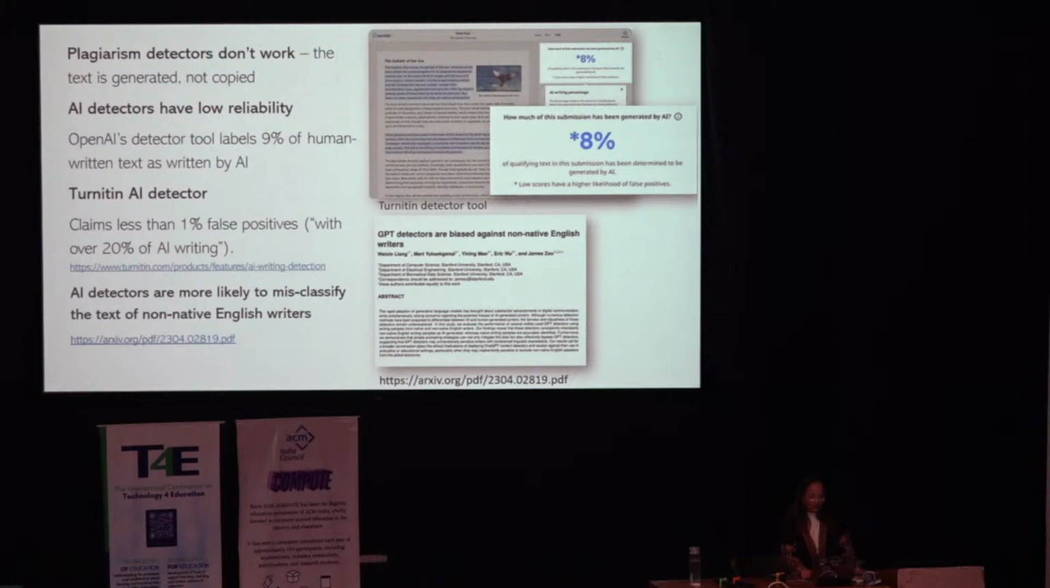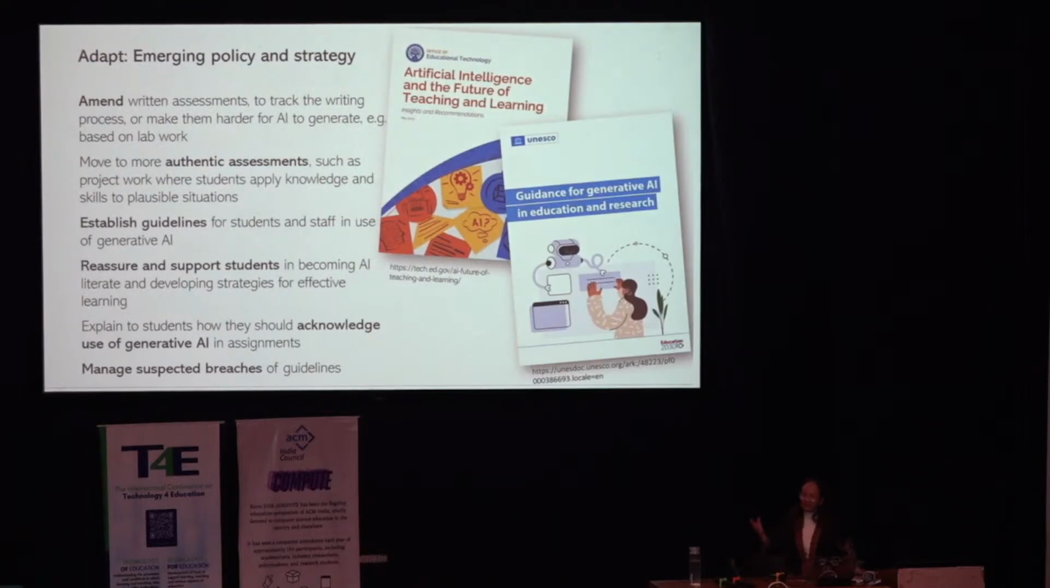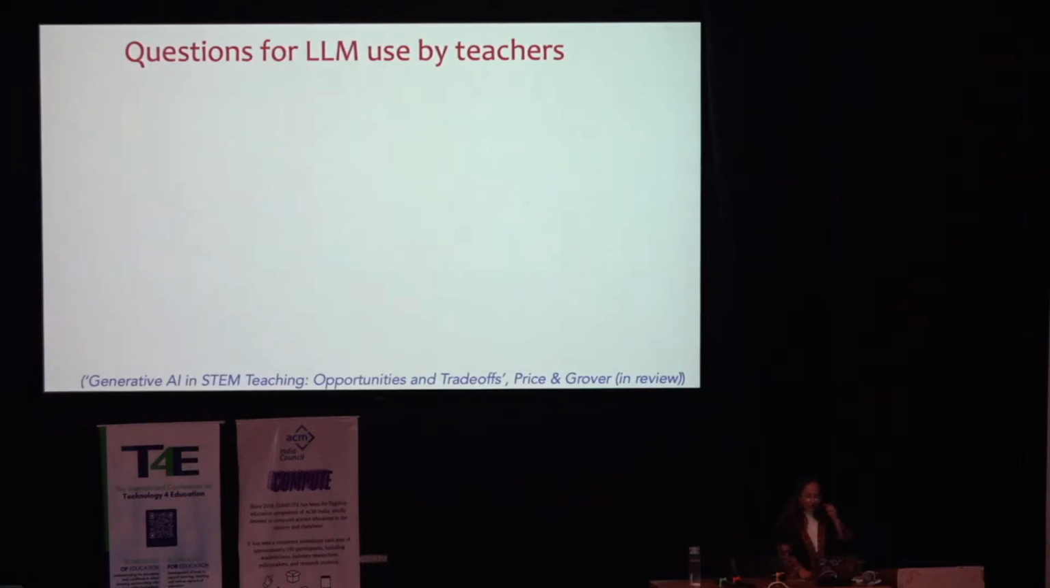And so recent guidance that's coming out is pointing towards amending written assessments, making them more authentic, focusing on process rather than the final product, establishing guidelines, reassuring and supporting students, acknowledging use of generative AI in assignments, and managing suspected breaches of guidelines. So, some more considerations that came out from that AI in STEM teaching brief.